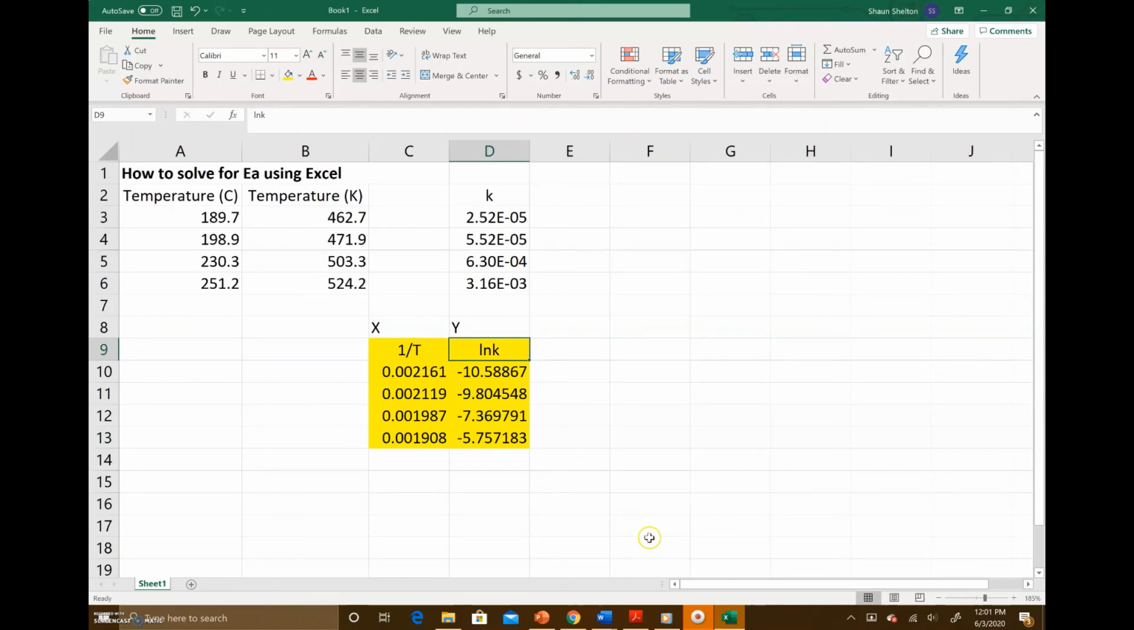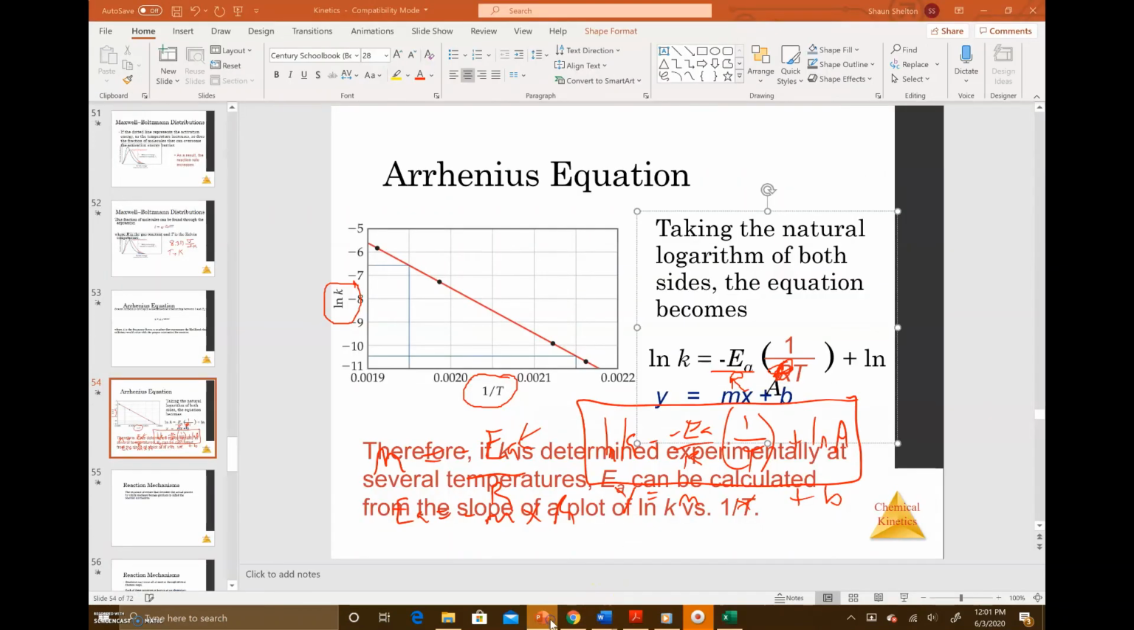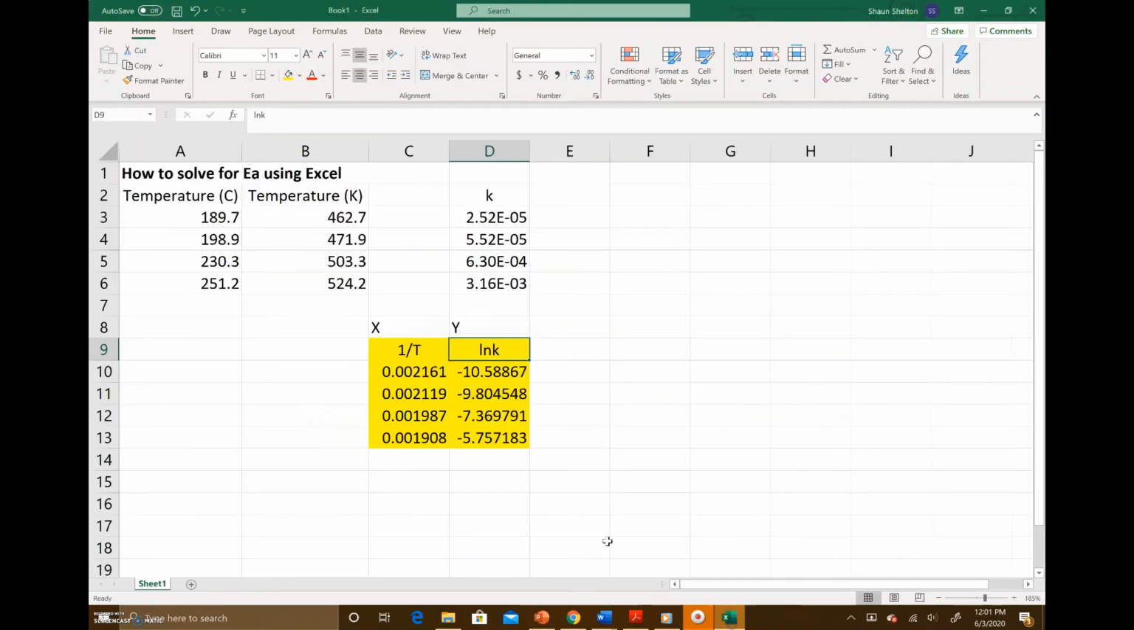Why is it set up like that? Because if you go back to the graph, natural log k is on the y and 1 over t is on the x, and the way Excel does it, the first column is x, the second column is y. So now all we need to do is make the graph.